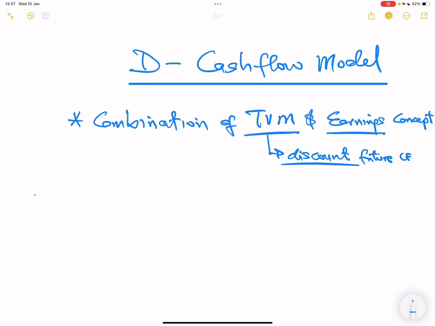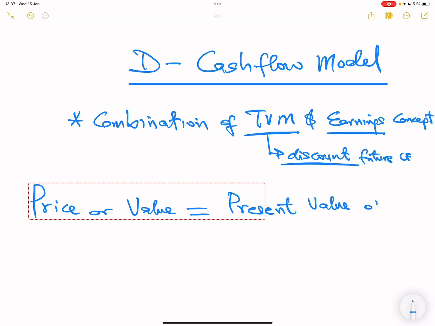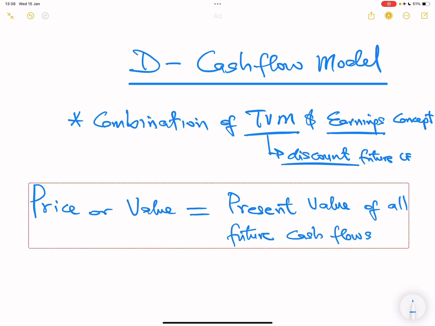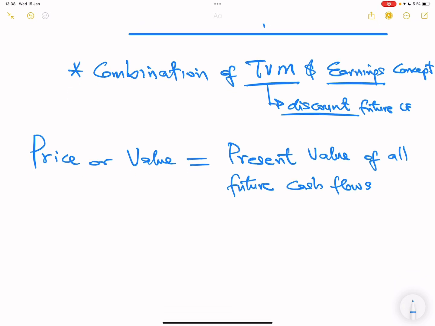It's because in this method, price or value of a company is deemed to be equal to the present value of all future cash flows. So, to determine the value of any business, to determine the value of any asset, you need to estimate how much cash flows will be coming from that asset, how much cash flows will I be spending on that asset. All of those cash flows, you put them together, you discount them, and you calculate the net present value. And that is your valuation using the cash flow method.